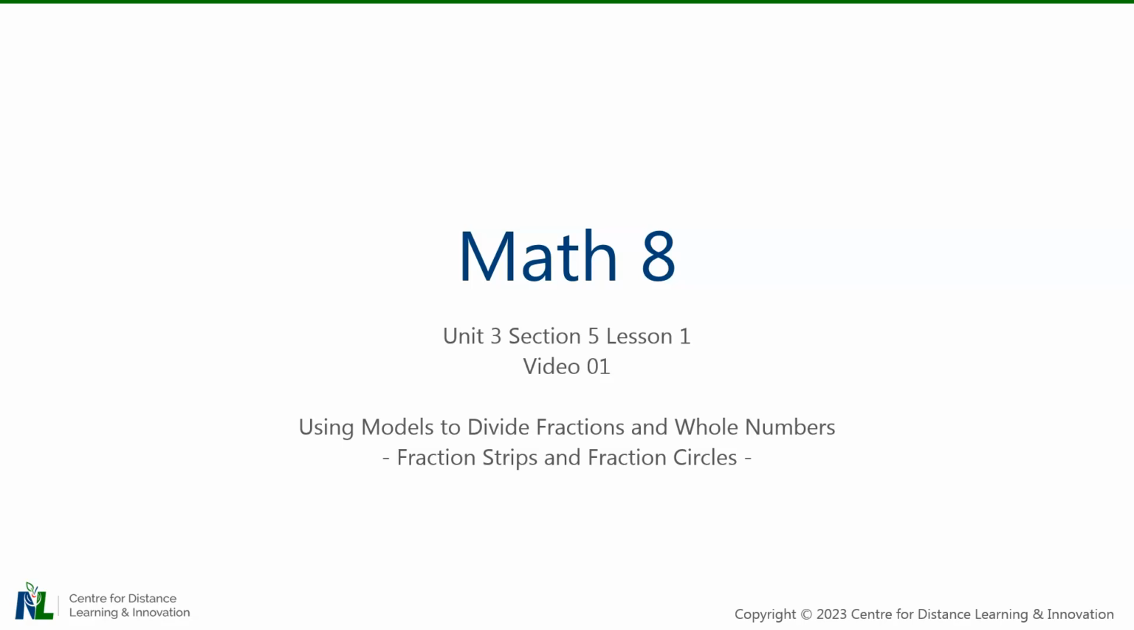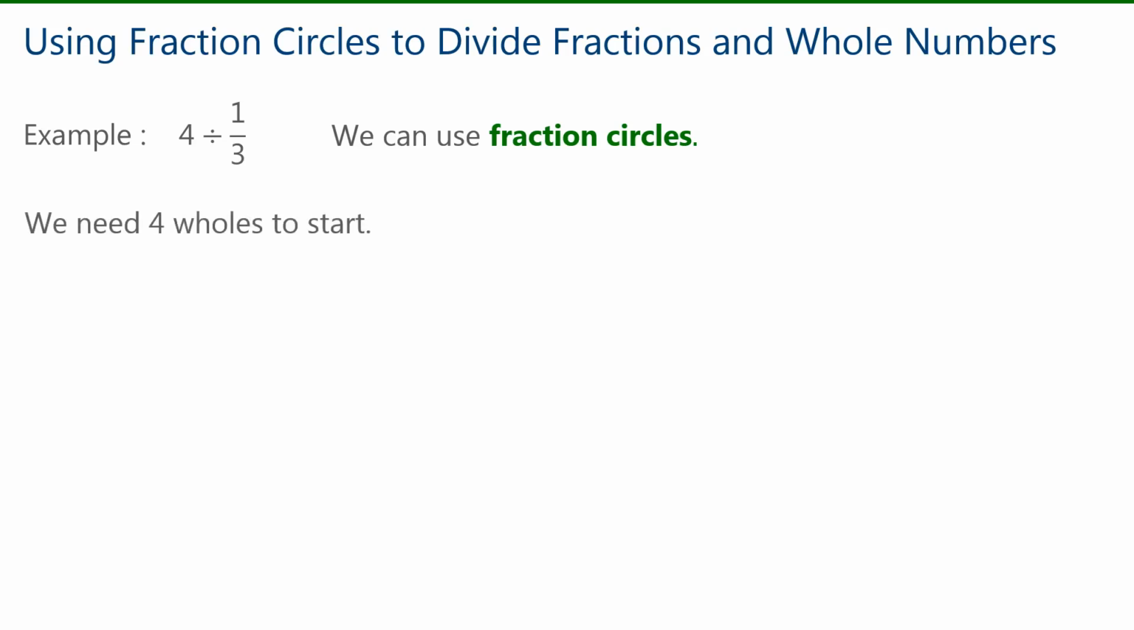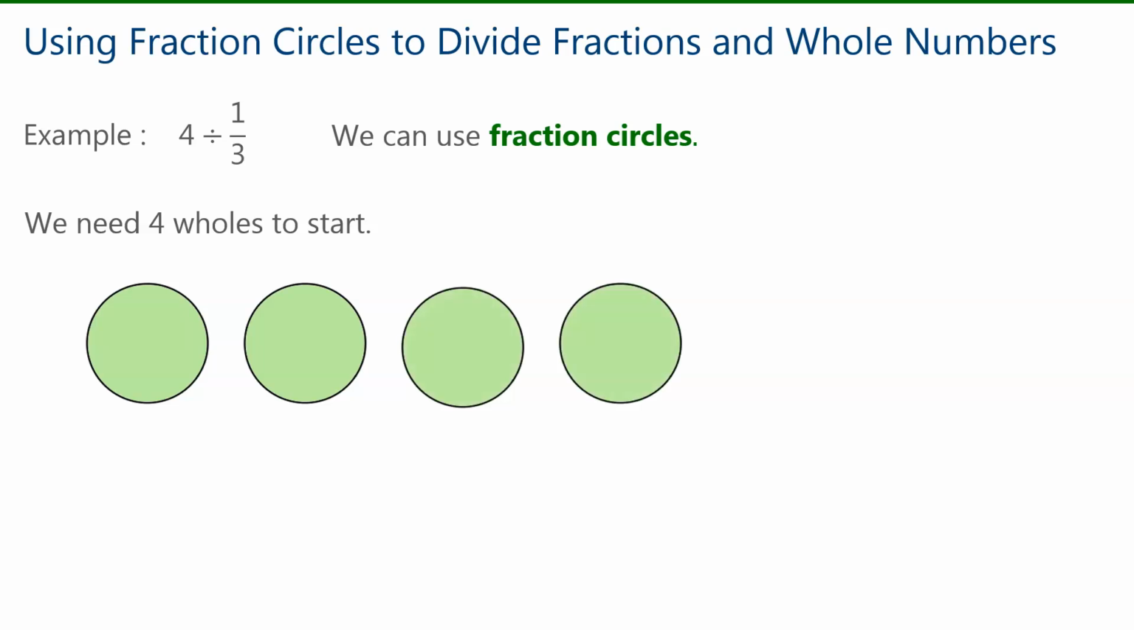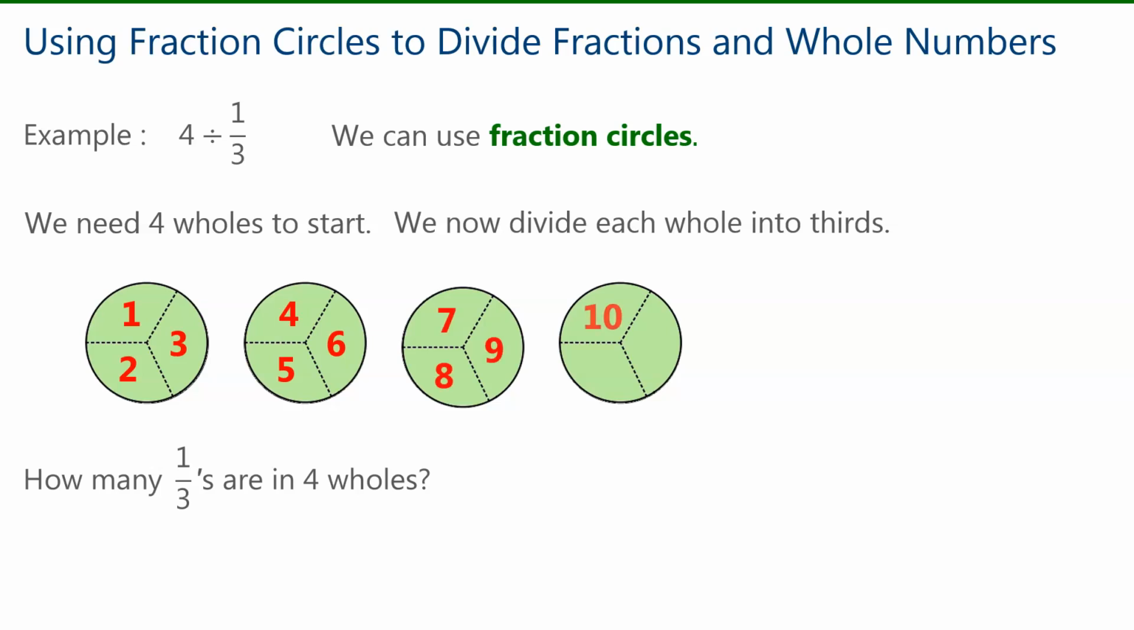So let's get started. With this first example, 4 divided by 1/3, I'm going to use fraction circles to do this. If we're taking 4 and dividing it by 1/3, then we need 4 of something to start. So we need 4 wholes, so we'll go ahead and draw 4 circles. And I'm going to divide those 4 wholes into thirds. We now have to figure out how many thirds fit into 4. Well, let's start counting them up. And when we do that, we can easily see that we have 12 thirds in 4. So that means 4 divided by 1/3 is 12.